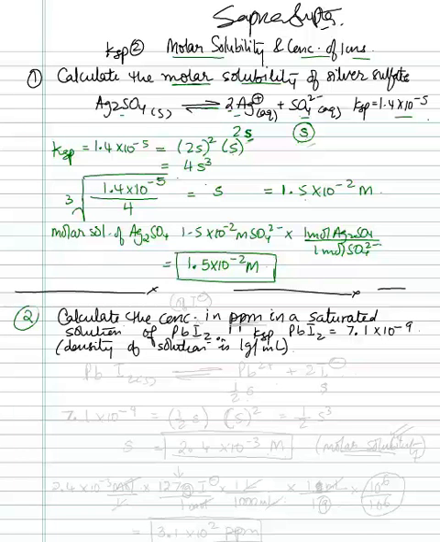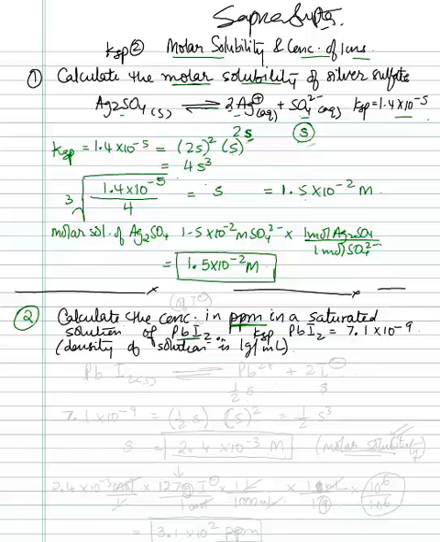Our second problem here is for concentration of ions. Since these kinds of compounds dissolve very little, it's important to know what their concentration is, and some of them are actually very toxic also. For example, this problem right here: calculate the concentration in ppm in a saturated solution of lead iodide. Lead iodide, or lead ions in general, are very toxic, so their concentration is measured in ppm or even ppb.